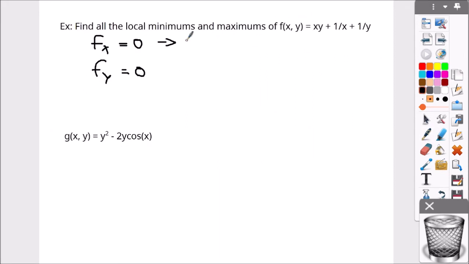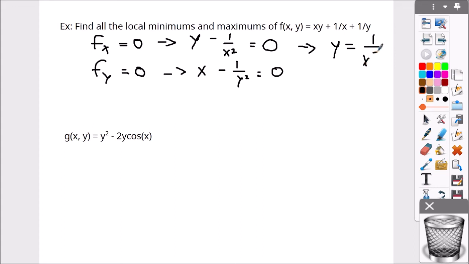So f sub x equals 0. So y minus 1 over x squared is equal to 0. And then f sub y is equal to 0. x minus 1 over y squared is equal to 0. Right, now we can work out a system. If you move 1 over x squared to the other side, you will have y equals 1 over x squared. So you can put 1 over x squared over here. x minus 1 over x squared is equal to 0.